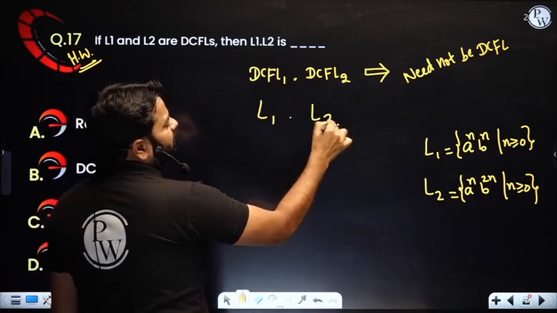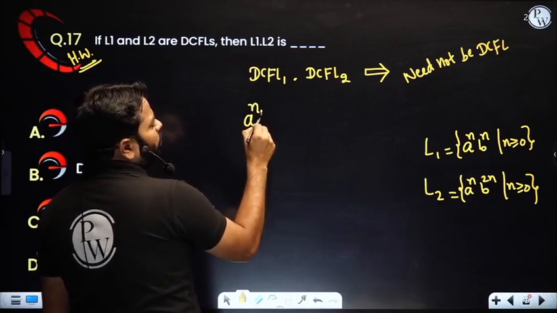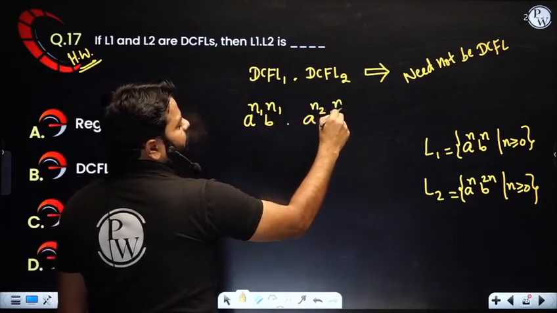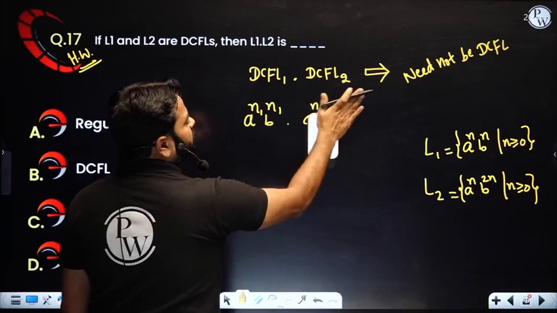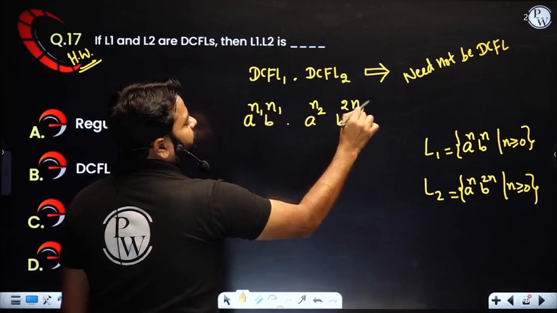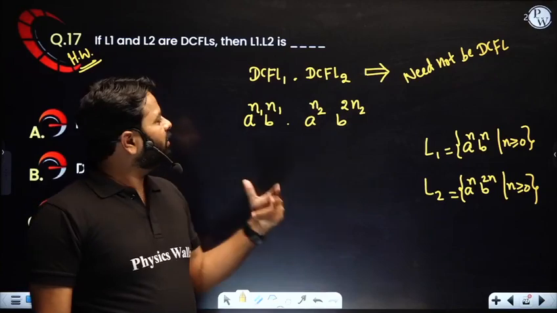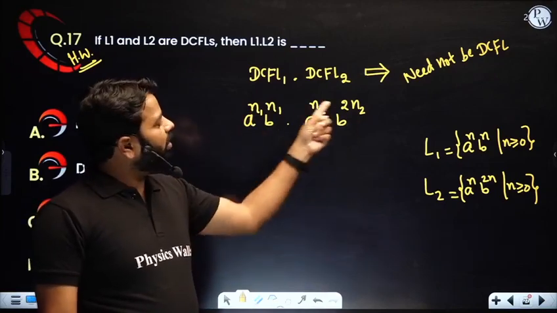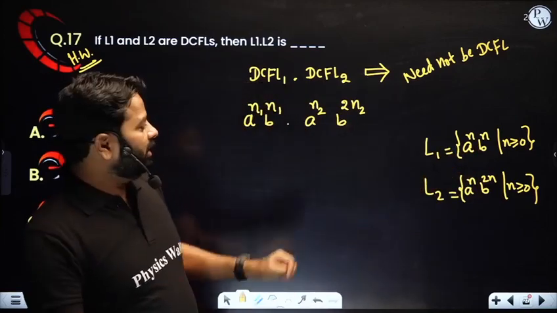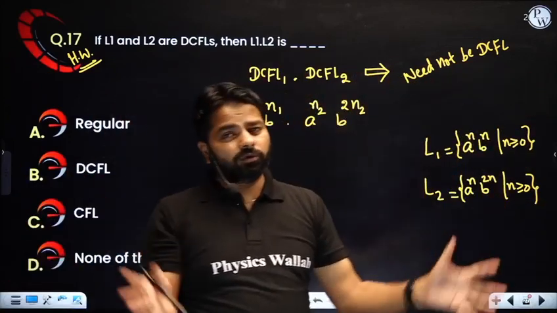L1, L2, right? When you do this, what happens? A power n1 b power n1 dot a power n2 b power 2n2. This is how you should write concatenation, because when you are putting it in the same string form, you can't use the same n for all. If you write the same n, that means you are saying that all 4 have a dependency. But in fact, these 2 have a dependency, these 2 have a dependency, but not all 4 together.